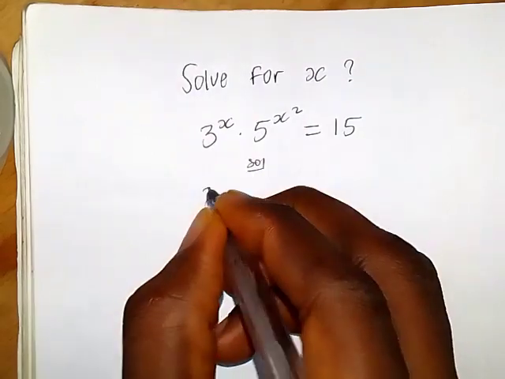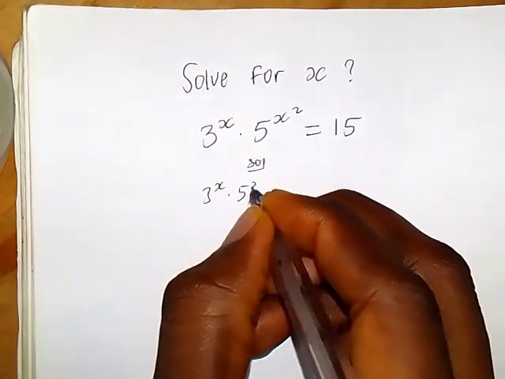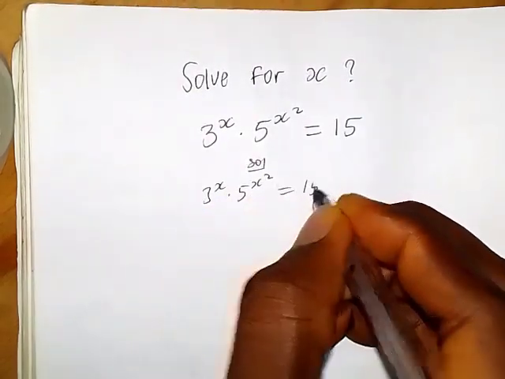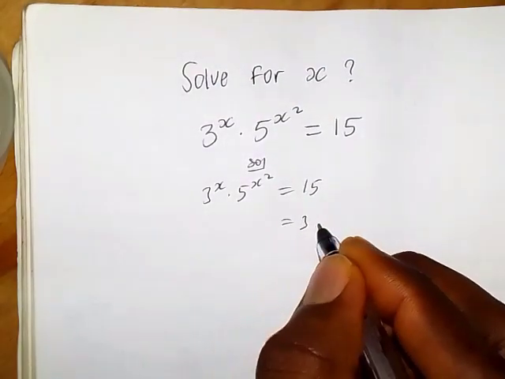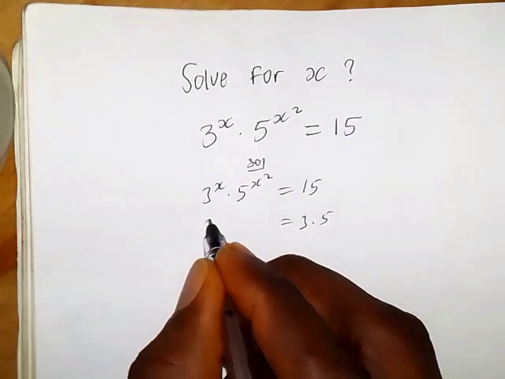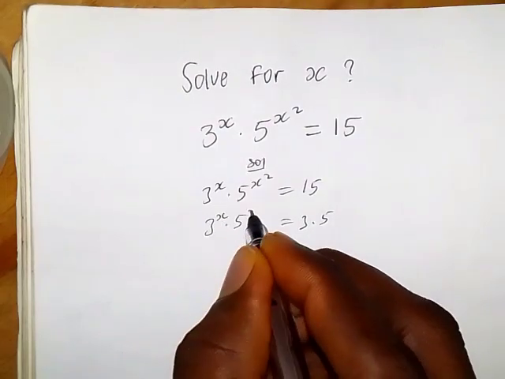Solution. So we have 3 raised to power x times 5 raised to power x squared equals 15. But we know that 15 can be written as 3 times 5. So we have 3 times 5. Likewise on the left, we have 3 raised to power x times 5 raised to power x squared.